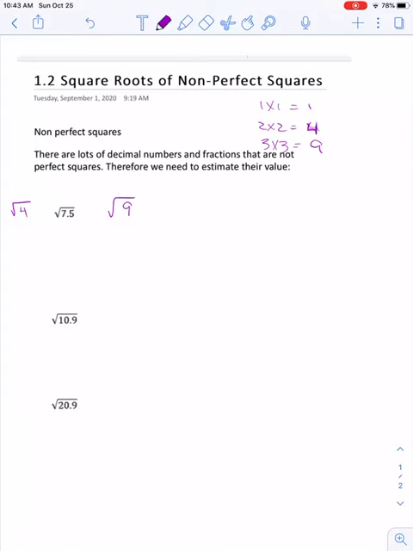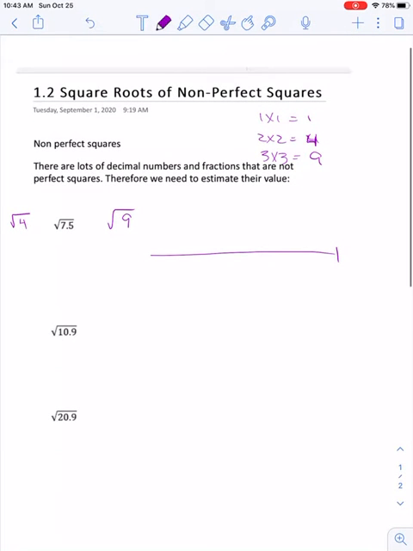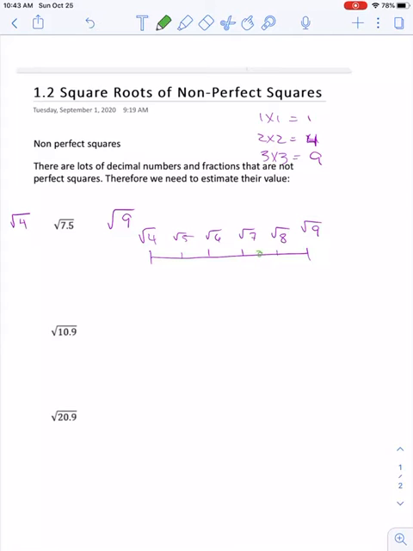So we're going to have to give ourselves some benchmarks. So we're going to have to draw a number line, and we're going to place the square root of 4 and the square root of 9, and then we're going to be placing all our square roots. So square root of 5, square root of 6, square root of 7, square root of 8. I'm going to move this one a little bit closer. And the square root of 9. So we're going to be placing the square root of 7.5, and that would be just about here. Square root of 7.5, and that's what we're looking for.